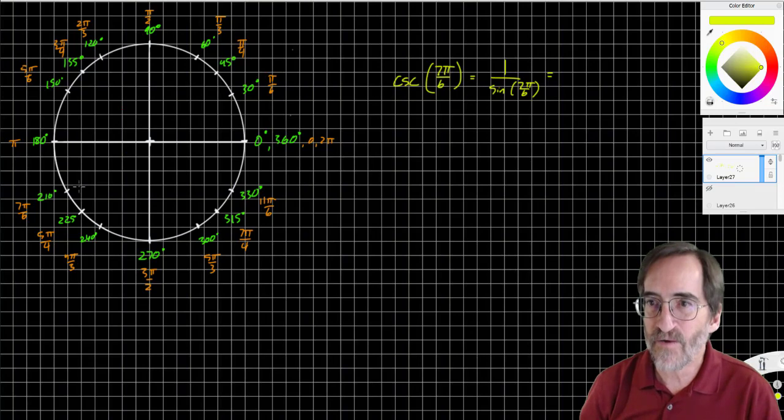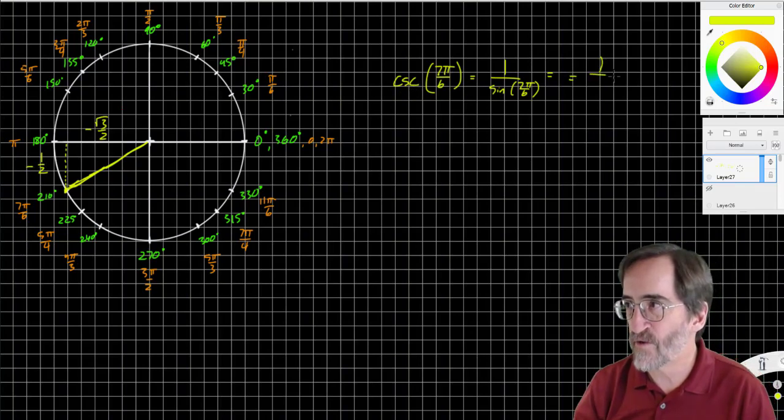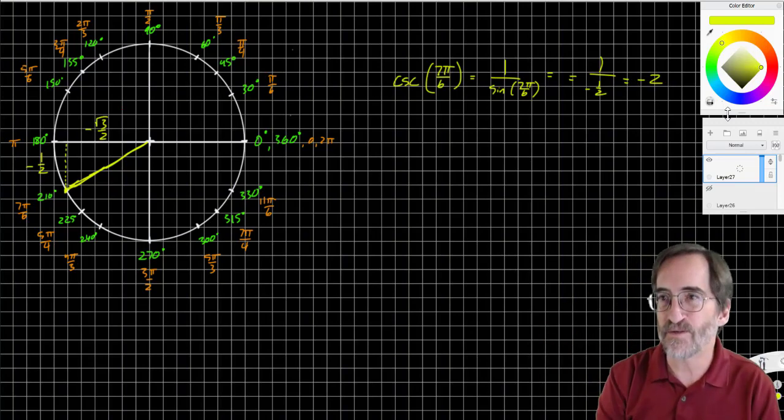So 7 pi over 6, I'm just going to sketch. I'm not going to pull out the tools here. All right, it is right here. And then draw a vertical line from the terminal point. And this is a 30-60-90. This side is 1/2. This side is root 3 over 2. Left is negative, down is negative. Cosecant is 1 over sine. So sine is negative 1/2. So if you want, think of it as 1 over negative 1/2. Cosecant of 7 pi over 6 is negative 2, multiplied by the reciprocal.